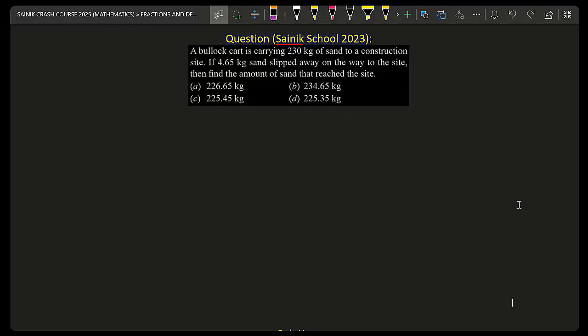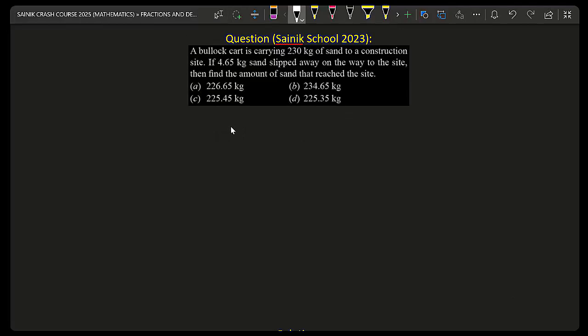For this question, which operation we need to do, Vamshika? Sir, addition. First of all, did you understand the question? A bullock cart is carrying 230 kilograms of sand to a construction site and 4.65 kilograms of sand slipped away. While going on the road, some sand will fall down, right? So how much sand is lost? 4.65. Now we should find how much sand reached the site. For that, you need to do addition or subtraction. Subtraction. Why did you say addition? It's a very simple question, no?